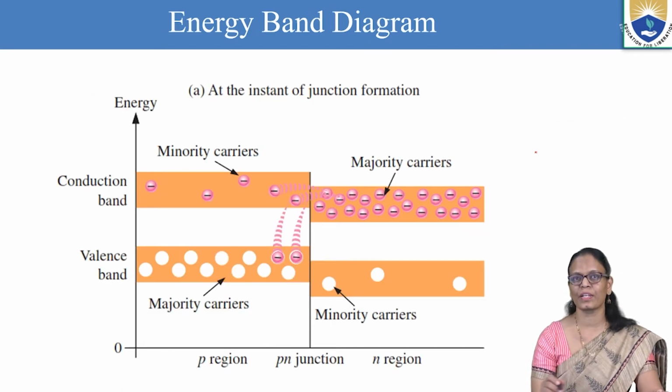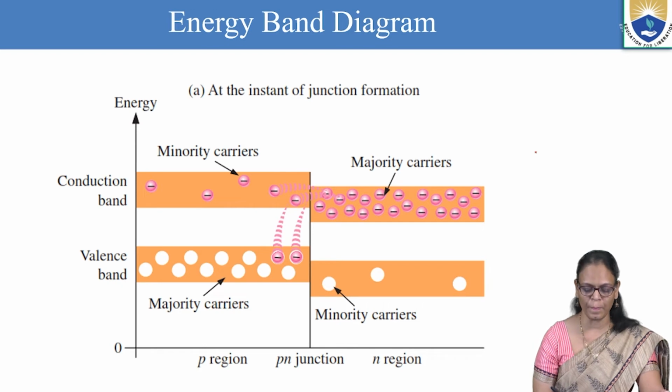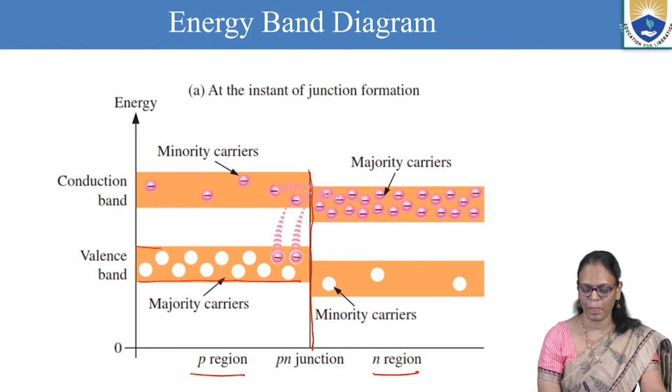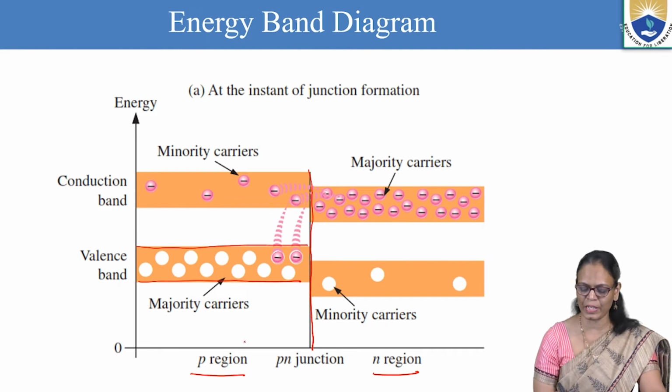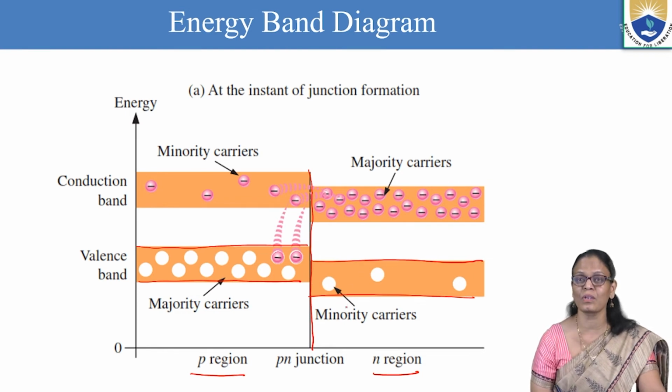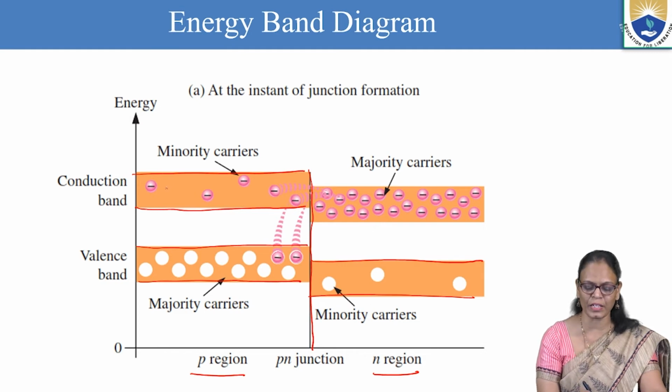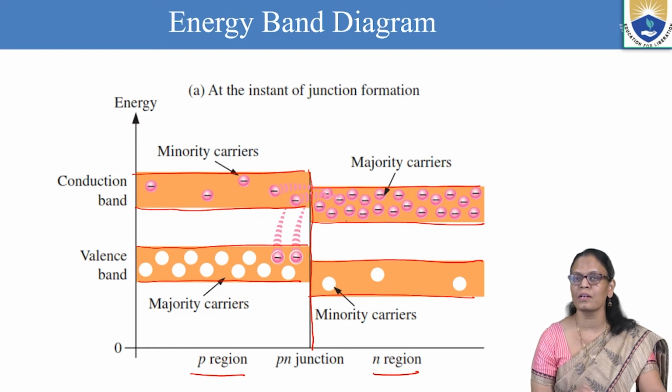I think this is very clear here. You can see it very clearly. So P region, N region, this is the PN junction. This is the valence band in the P region. This is the valence band in the N region. You can see the energy difference. N is always at a lower level compared to P. The same thing happens with the conduction band also. This is the conduction band in P type and this is the conduction band in N type. Again, this is at a lower level.